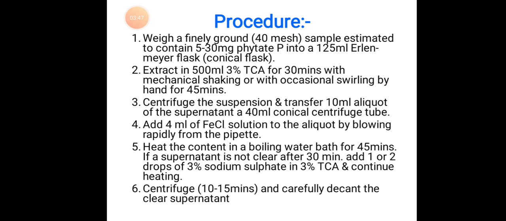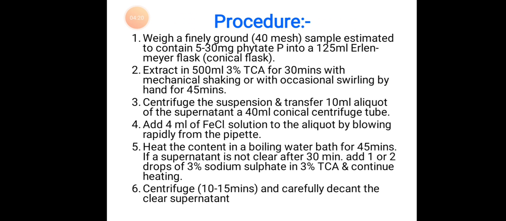Procedure: weigh a finely ground 40 mesh sample estimated to contain 5 to 30 milligrams of phytate phosphate into a 125 ml Erlenmeyer flask, conical flask. Extract in 50 ml 3% TCA for 30 minutes with mechanical shaking, or with occasional swirling by hand for 45 minutes. Centrifuge the suspension and transfer a 10 ml aliquot of the supernatant to a 40 ml conical centrifuge tube.